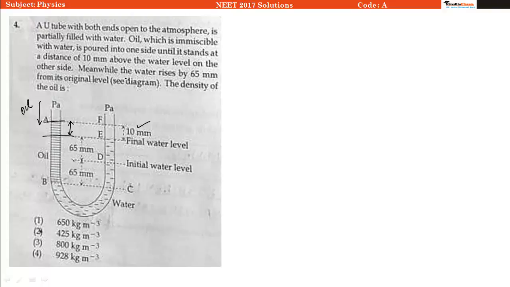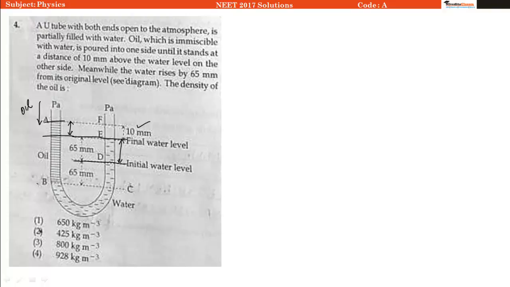This was the initial level which was given to us, and then the water rose up to this level, which is 65 mm above the original level, as shown in this diagram. Now we have to find what will be the density of the oil.